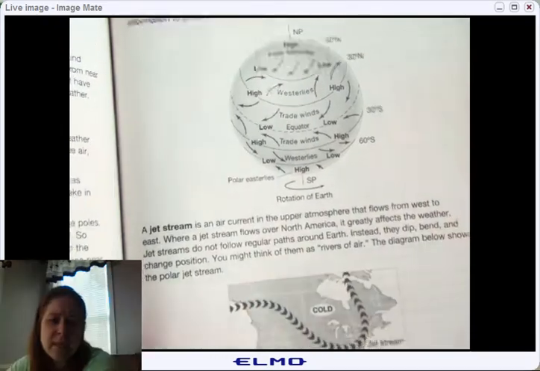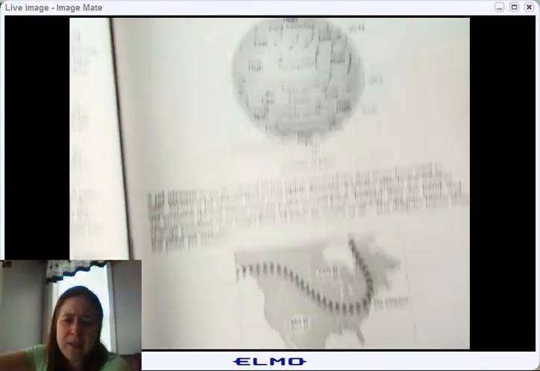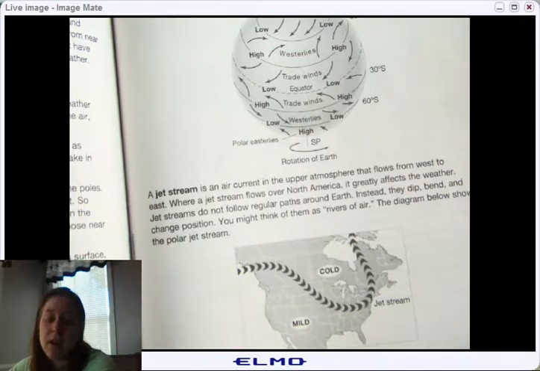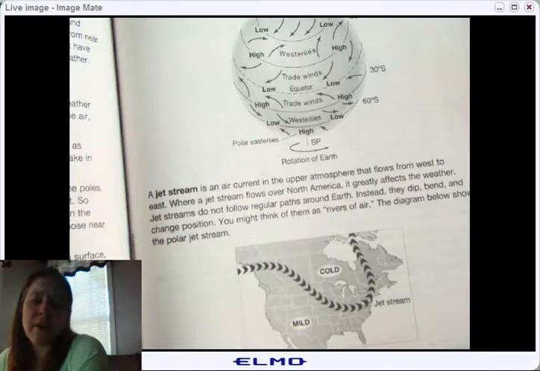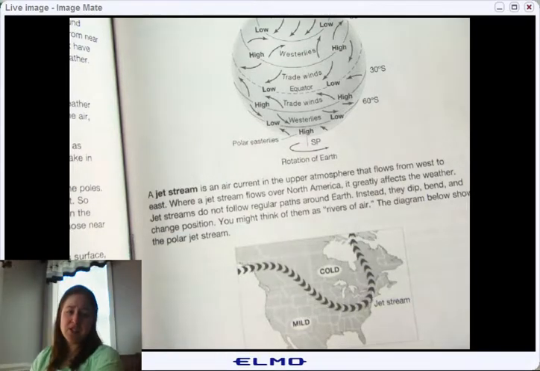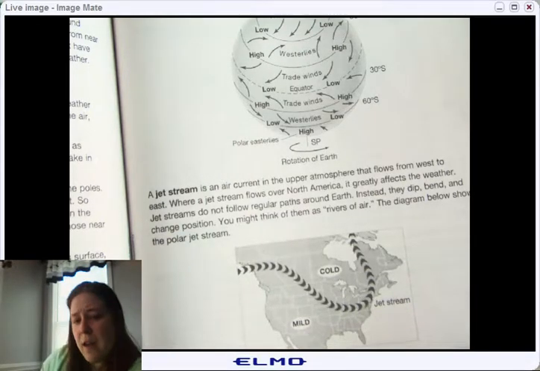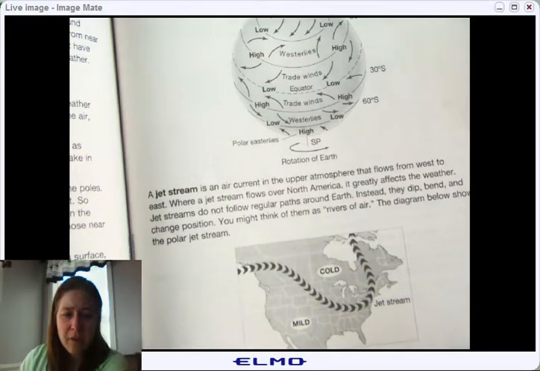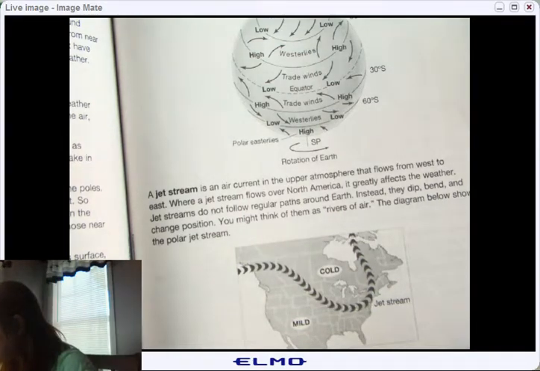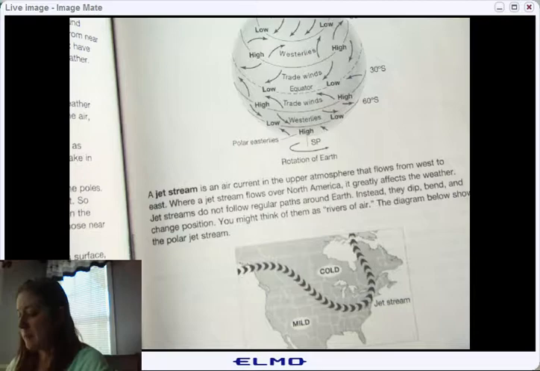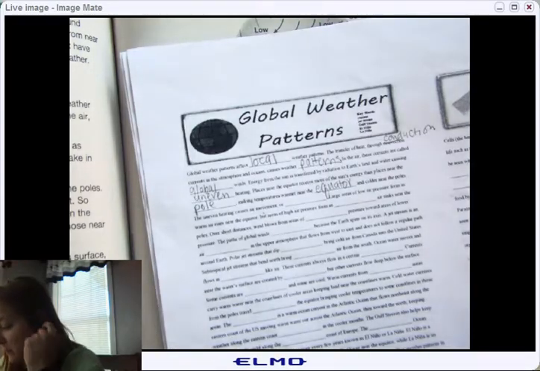A jet stream is an air current of the upper atmosphere that flows from the west to the east. There are jet streams that flow over North America. It greatly affects the weather. Jet streams do not follow regular paths around the earth. Instead, they dip, they bend, they change position. You might think of them as rivers of air. The diagram below shows the polar jet stream. So, we're talking about jet streams over here.